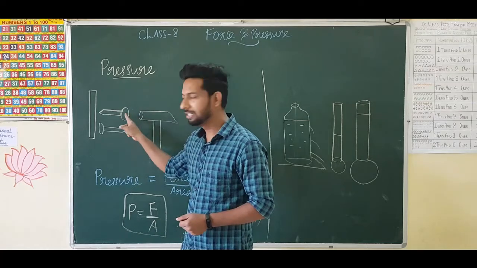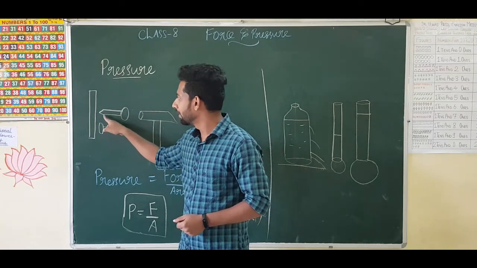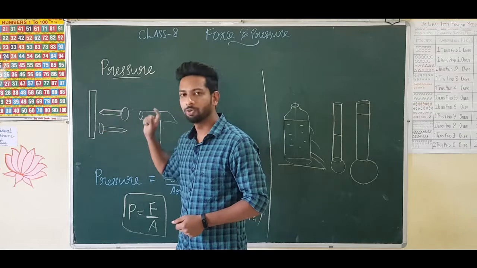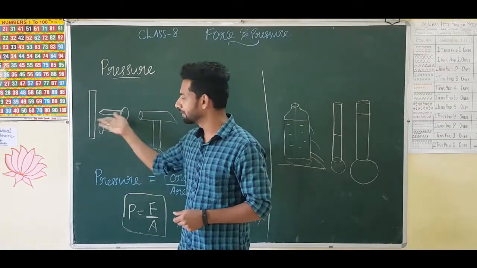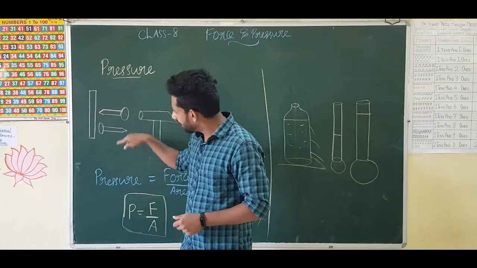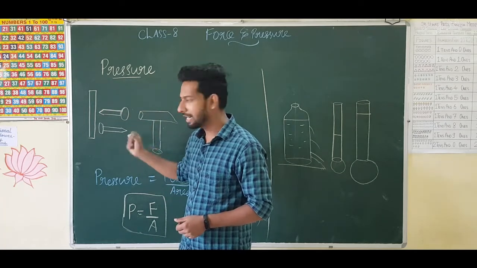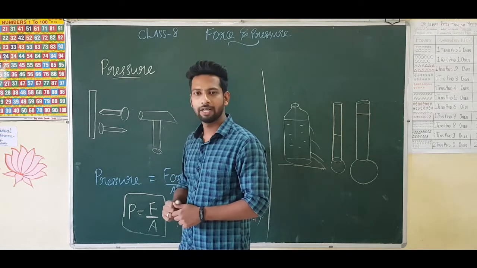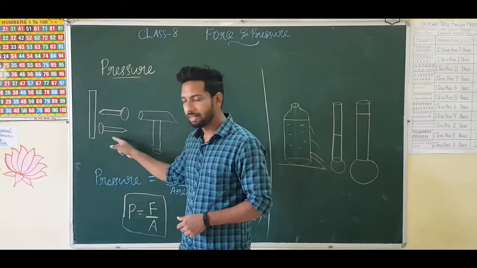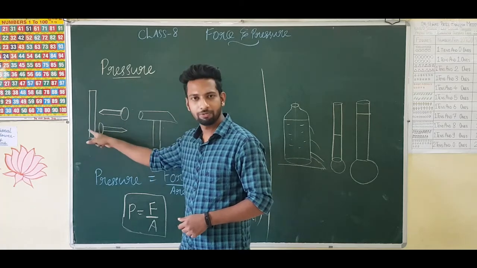Try to push this iron nail, with the pointed end towards the wooden block, using the hammer. So it will be easy for you to push that, isn't it? Then take the same nail, place the head near the wooden box, and hammer it. Then you will feel difficulty in getting it to enter, isn't it?